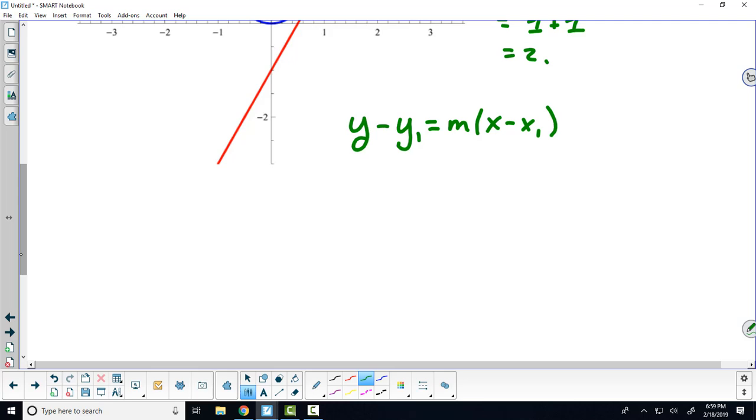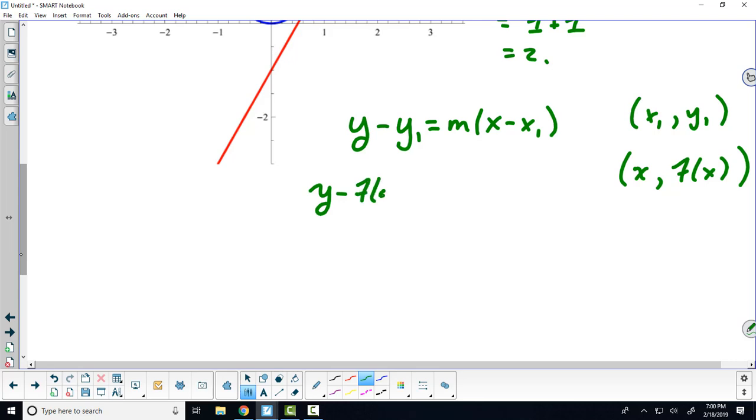Nothing wrong with that. But I want to start tailoring this to a specific function. So rather than writing the ordered pair x1 comma y1 like we did in Algebra 1, let's write it as x comma f of x, right? The big kid way. Yeah, let's take the training wheels off. Okay? So here we go. We can write that the equation of the tangent line at the ordered pair a comma f of a will be y minus f of a is equal to the slope of the tangent line times x minus a.